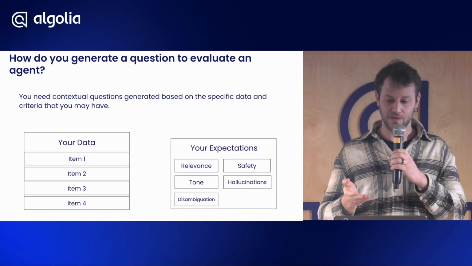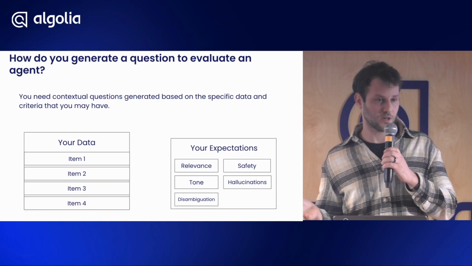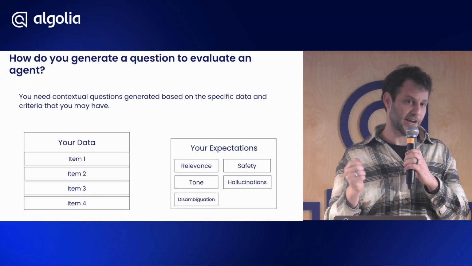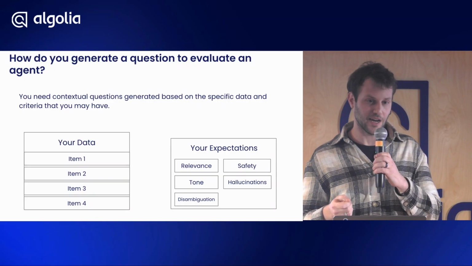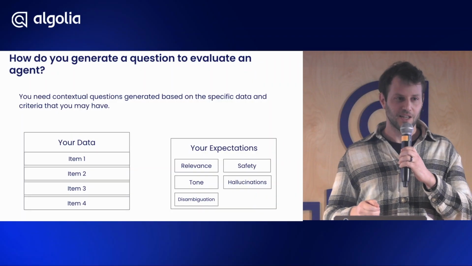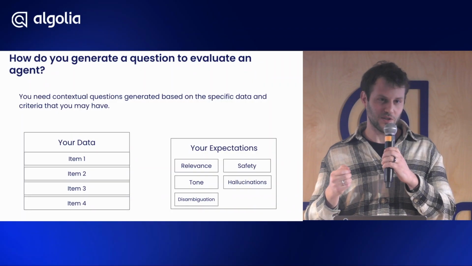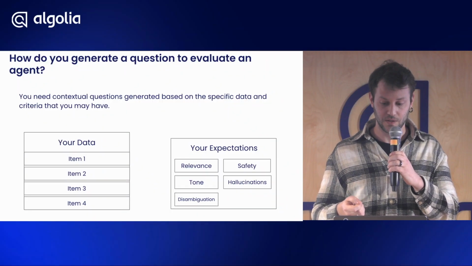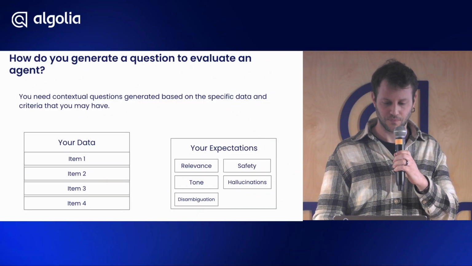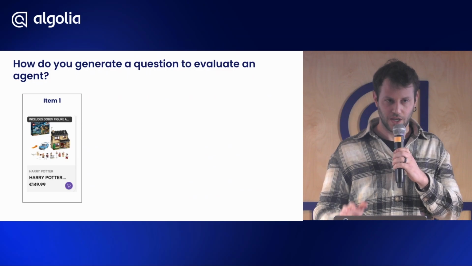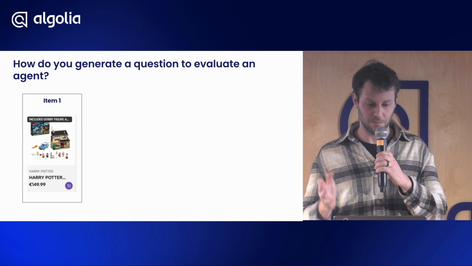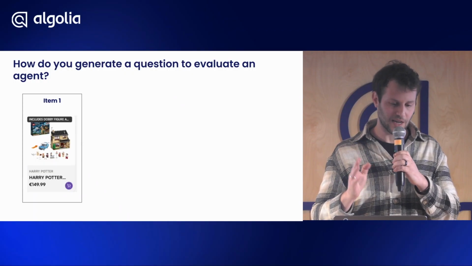You might have other ones as well. For example, you don't want to talk about political topics. You might want to not use em dashes, because everybody knows that AI responds with em dashes. Also, you might expect that you don't want to lie about the prices or discounts of the product, right? Things like that. So if you know these two things, you can already create a question based on it. So let's take a simple example with just one item.